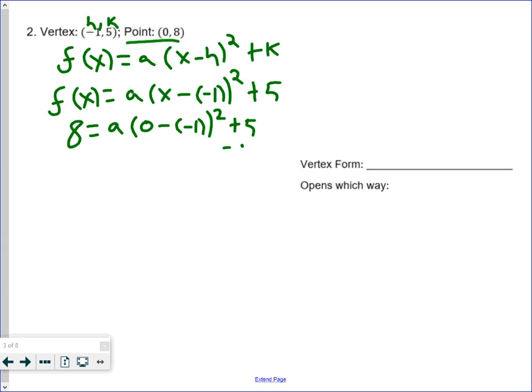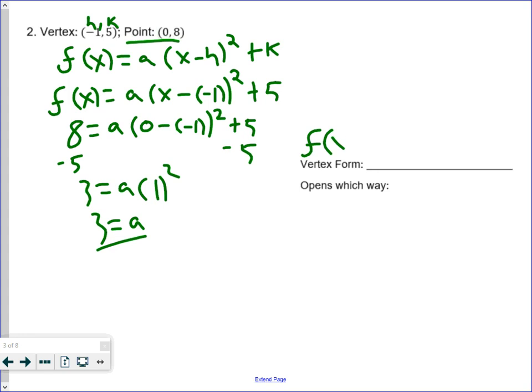We're going to subtract the 5 on both sides. So we get 3 equals a multiplied by 0 minus -1. It becomes +1. So you get 1 squared, which is just 1. So our a equals 3. We can plug that back into our equation. So we get f of x equals 3 multiplied by x minus our h value of -1. So minus -1 gives us +1, all of that squared, plus our k value of 5.